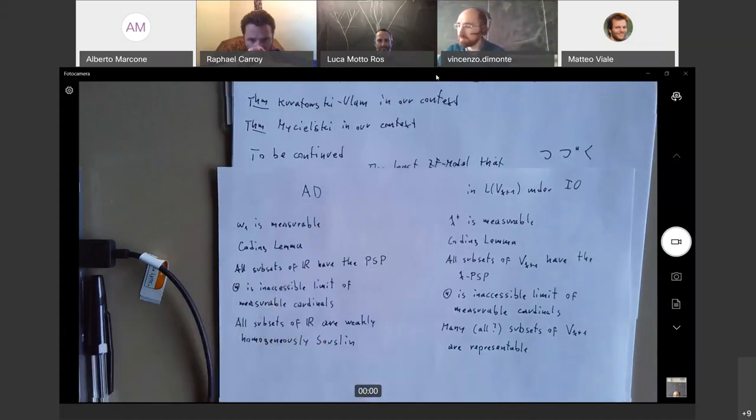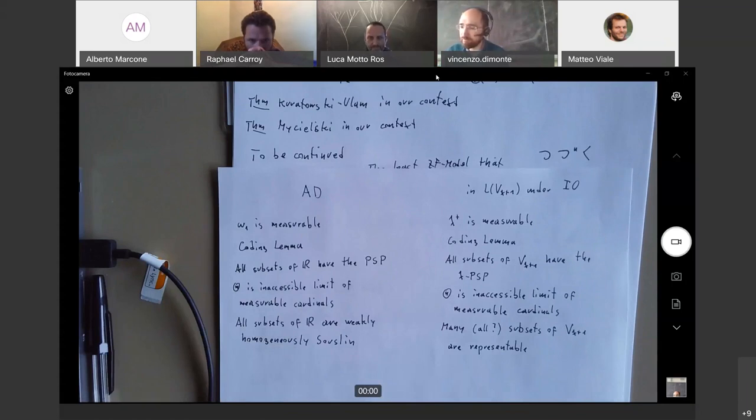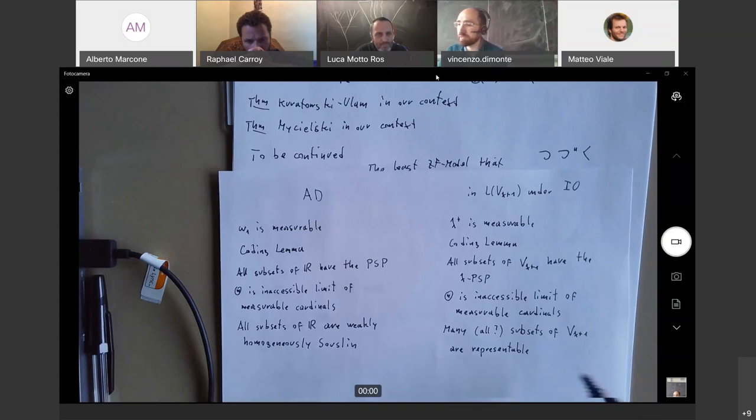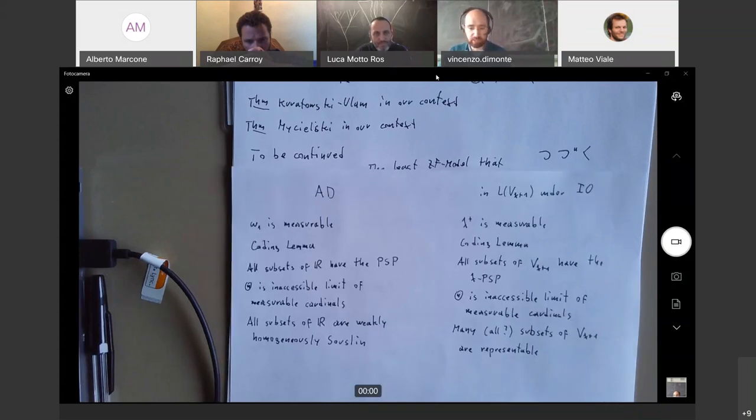We have the coding lemma. All the subsets of R have the perfect set property under AD, and all the subsets of V_{lambda+1} have the lambda-perfect set property under I0. Theta is an inaccessible limit of measurable cardinals, the same under I0, and we have a version of weakly homogeneously Suslin sets under AD, and we have the same thing under I0 of representability.